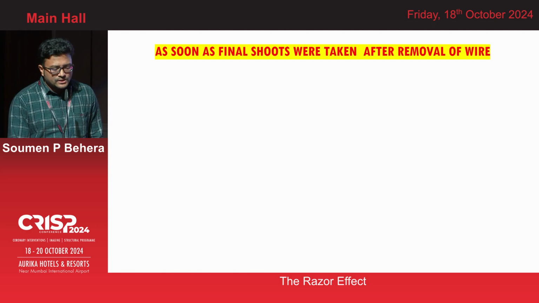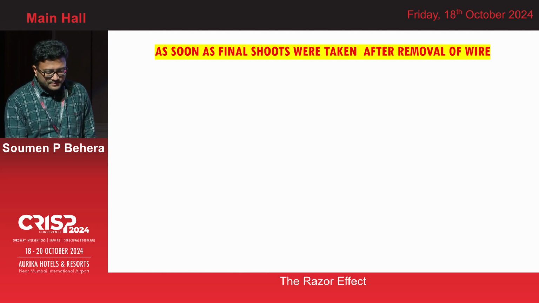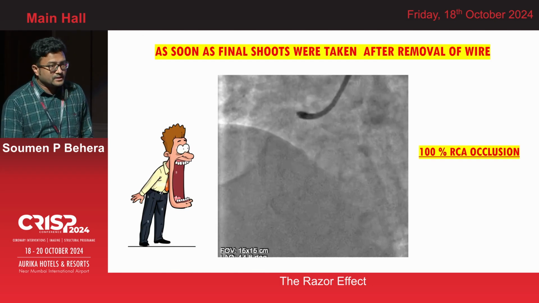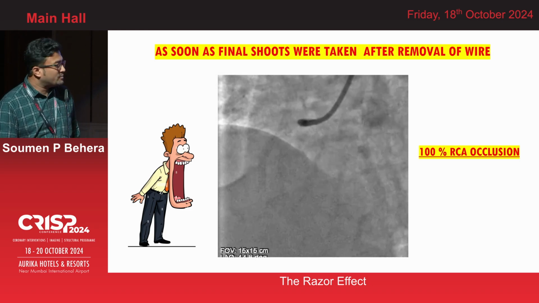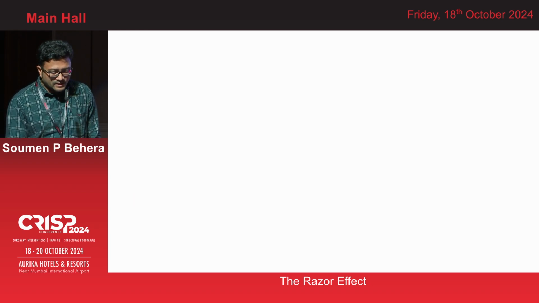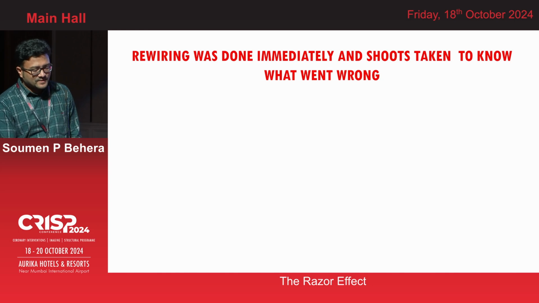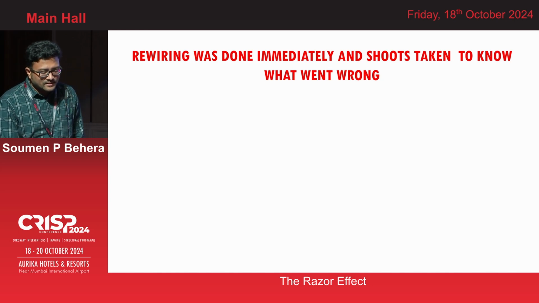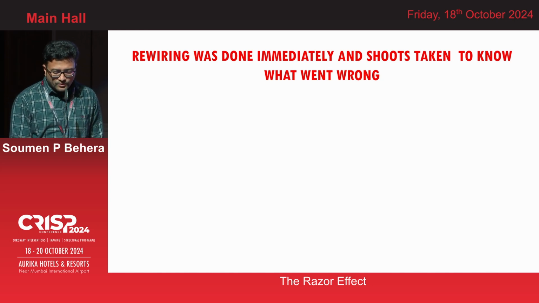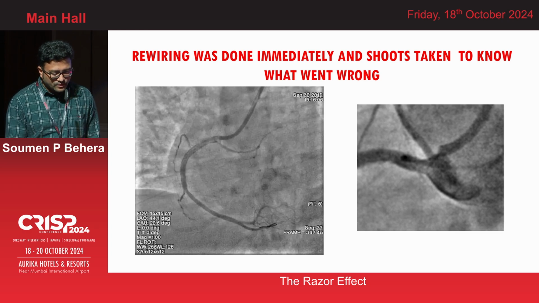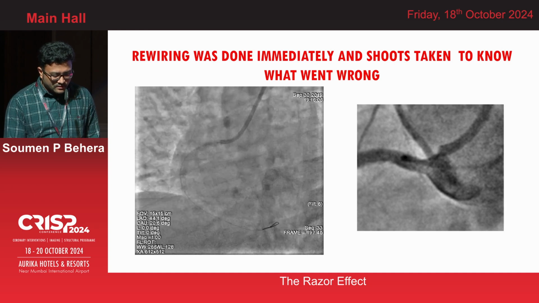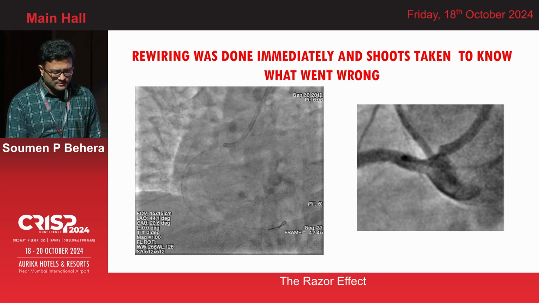Then as soon as final views were taken after removal of the wire, there was 100% RCA occlusion. Our mouth was also open like that. What happened? Then we rewired the lesion and views were taken immediately to know what went wrong. After rewiring, we saw there is TIMI 3 flow, but a small amount of haziness can be noted in the ostioproximal part of RCA.